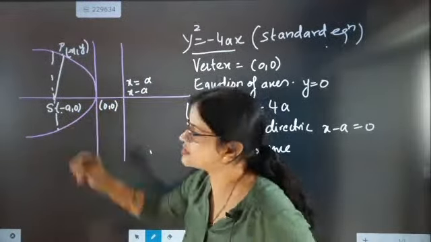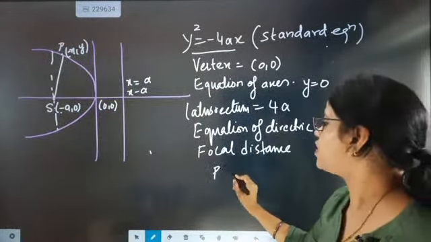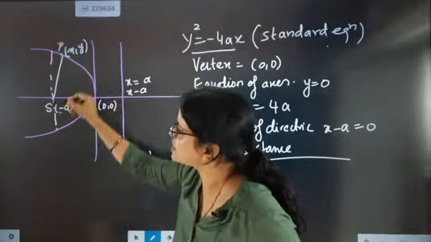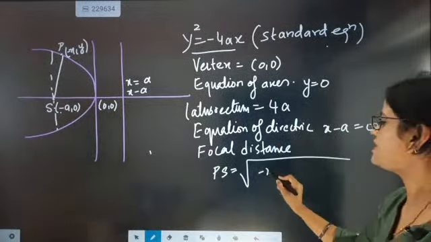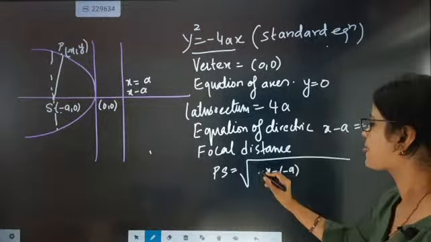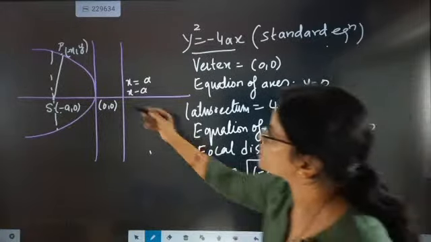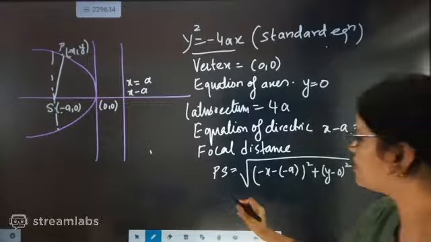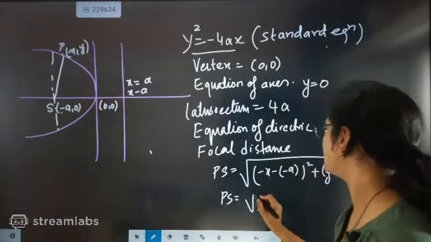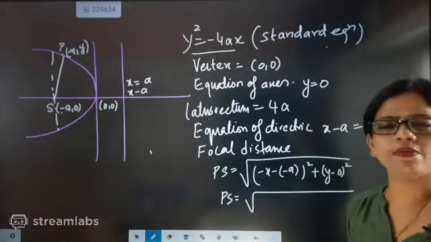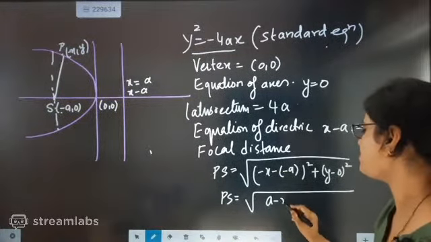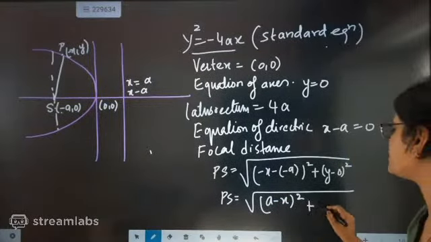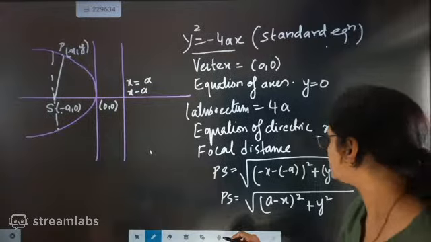Now shall we find the distance? If you have confusion about how to get PS, PS means focal distance. Here we are going to use the distance formula. So (minus x minus of minus a) whole square plus (y minus 0) whole square. So y minus 0 whole square will be y square. So now PS will be equal to, minus into minus will become plus, so it is coming as (a minus x) whole square plus y square.